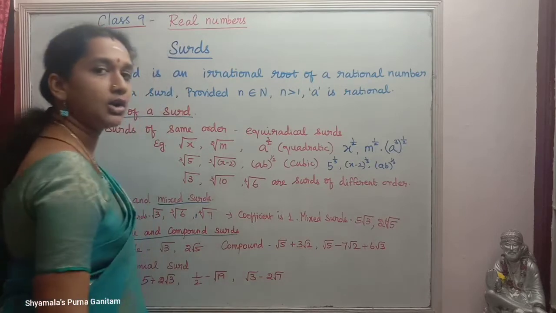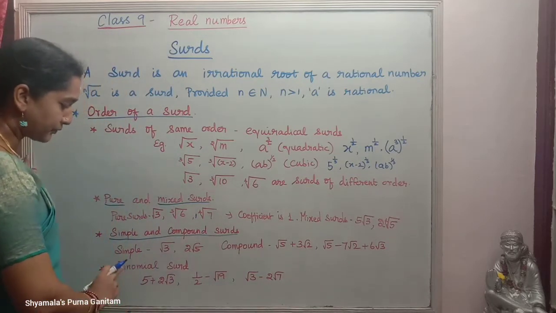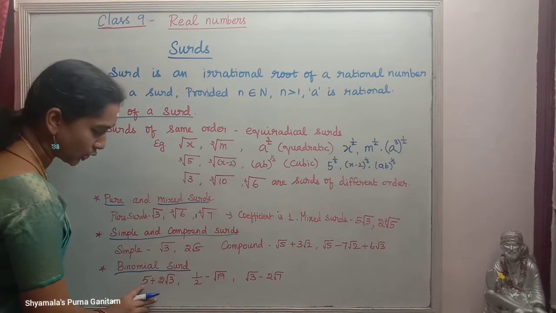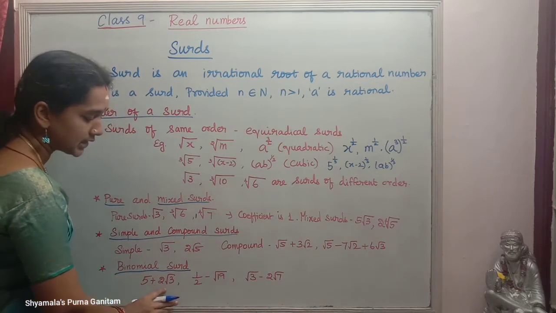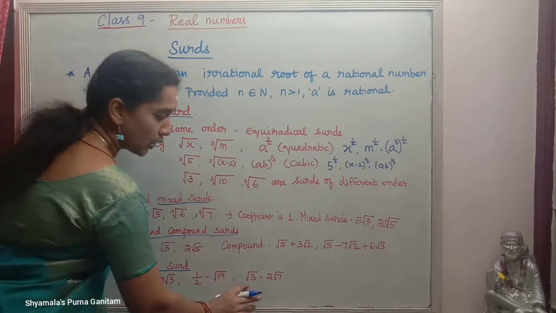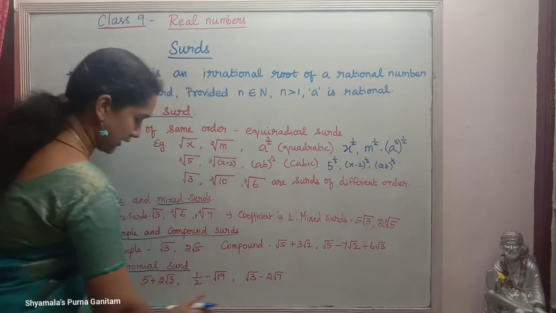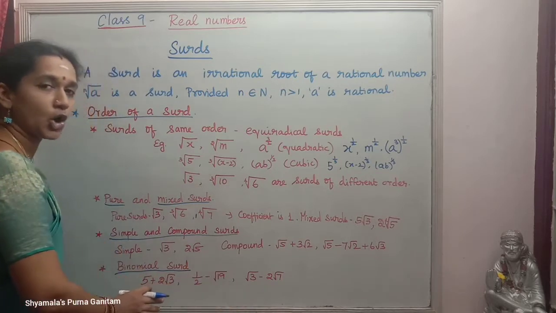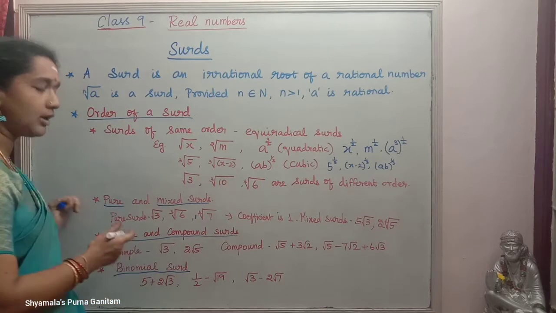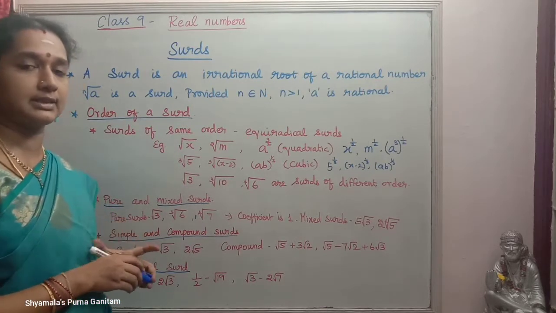So they are called compound surds. Then next one is binomial surd. So this one also two terms will be there: 5 plus 2 root 3, 1 by 2 minus root 19, root 3 minus 2 root 17. So they will have a combination of rational and irrational also. So they are called binomial surds.